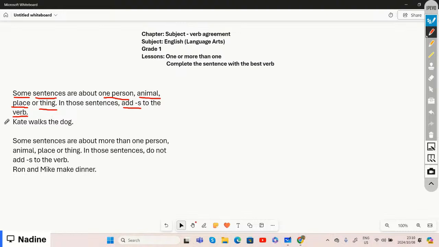And an example is, it says Kate walks the dog. Kate is our subject. I'm putting an S for subject. So Kate is the subject, and it's basically making mention of one person. Kate is one person. She's singular. And what does Kate do? She walks. Remember, we said we add an S if we are talking about either one person, one animal, one place, or one thing. She walks the dog. And that is our verb. We add an S to our verb.